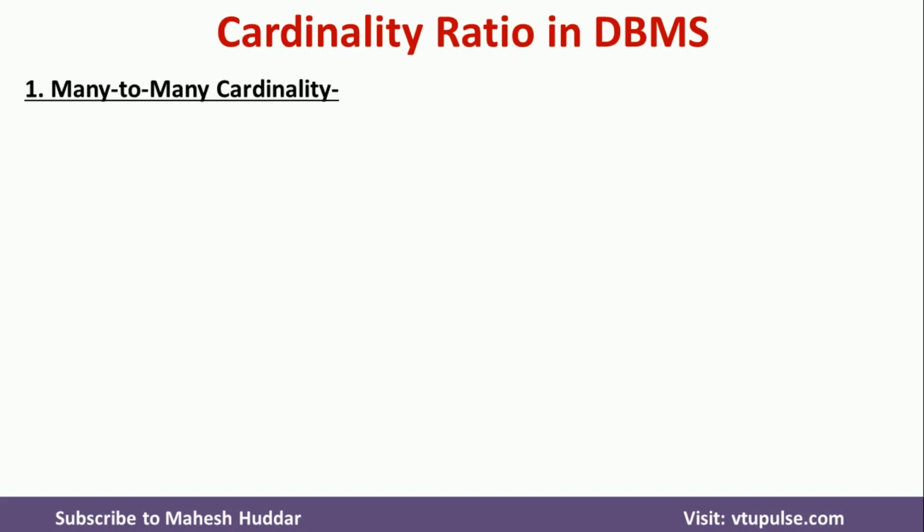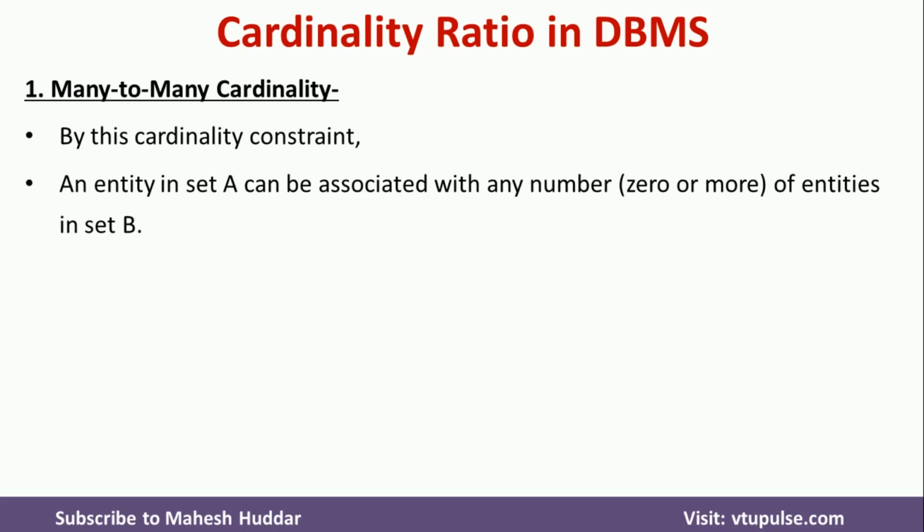First one is many-to-many cardinality ratio. By this constraint, an entity set A can be associated with any number, that is 0 or more, of entities in set B. Whenever we represent this many-to-many, set A is present on the left hand side and set B is present on the right hand side. That is what we can assume. And any entity in set A can be associated with any number of entities in set B. It may be 0 number of times or more.